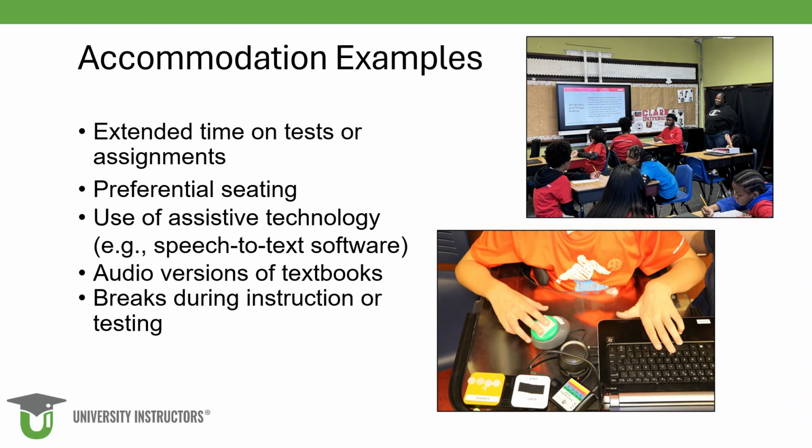Preferential seating provides a student the most beneficial seating arrangement within a learning environment for their needs, like for students with attention deficit or visual constraints. Use of assistive technology, for example, speech-to-text software, allows a verbal or hearing impaired student equal access to instruction. Audio versions of textbooks are useful for students with visual impairments, attention deficits, or language barriers.